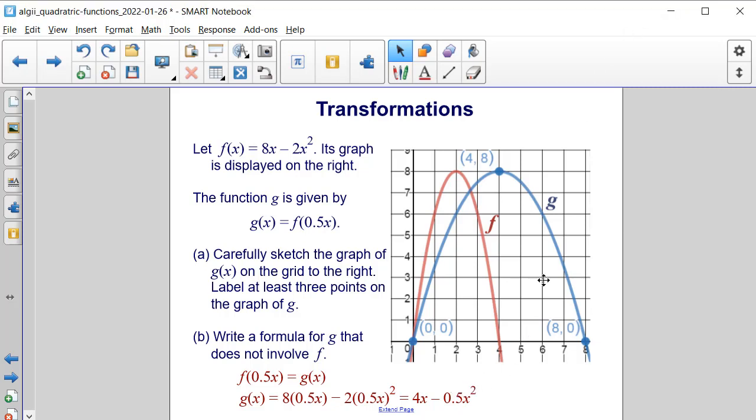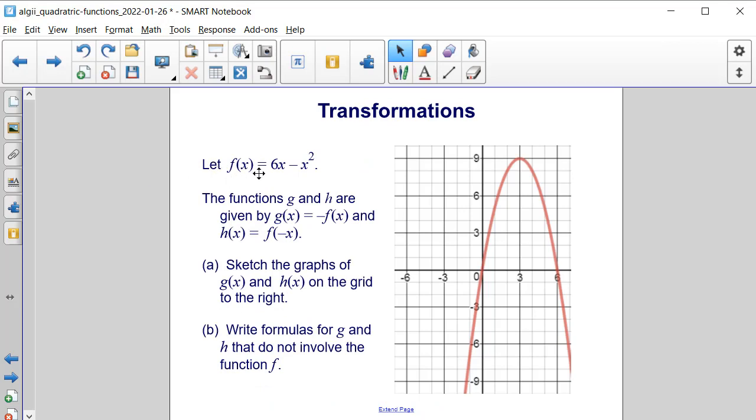Let f of x be equal to 6x minus x squared. The functions g and h are given by g of x being equal to negative f of x, and h of x being equal to f of negative x. Sketch the graphs of g of x and h of x on the grid to the right. We already have the function f provided. And then write the formulas for g and h that do not involve the function f.